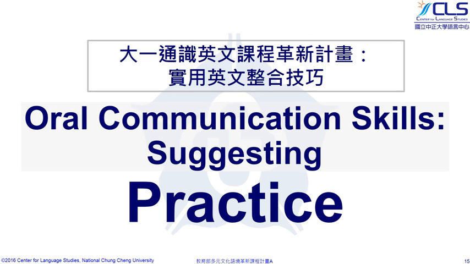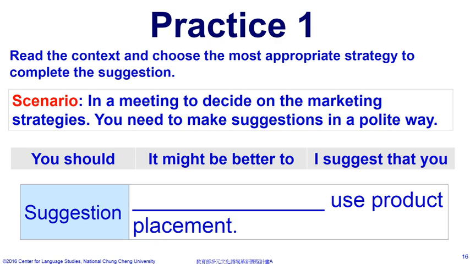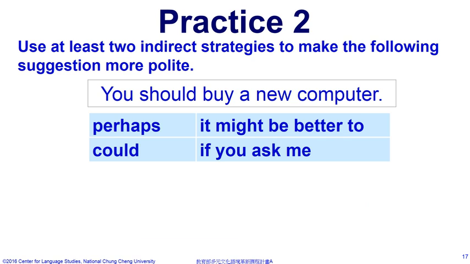Now let's practice what we've learned. For practice 1, please read the context and choose the most appropriate strategy to complete the suggestion. It might be better to is best because it is indirect and more polite, which is what we should do with our boss. For practice 2, please rewrite the suggestions to make it more polite with at least 2 indirect strategies.